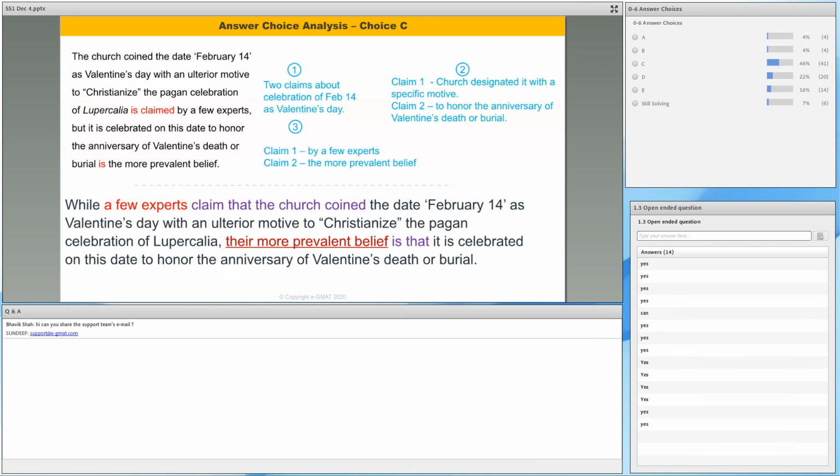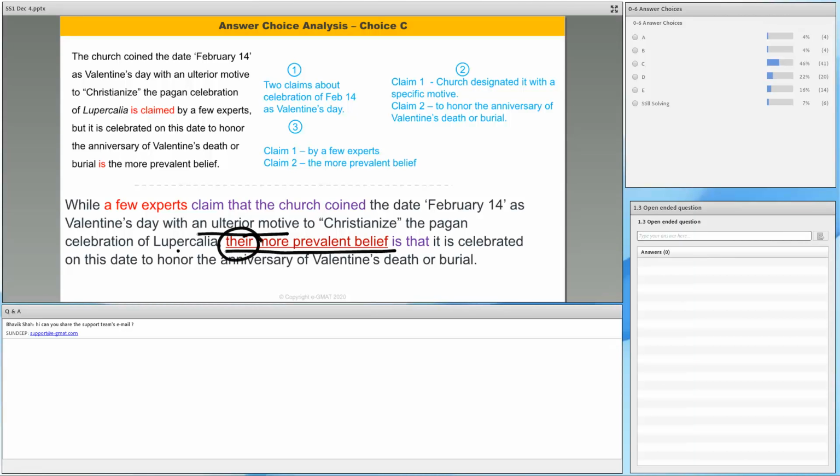Now let's get to choice C, the most popular choice, which is not the correct choice. While a few experts claim that the church coined the date February 14 as blah blah blah with an ulterior motive to Christianize the pagan celebration of Lupercalia, their more prevalent belief. Who does "their" correspond to over here? The same set of experts. Is that what we wanted to communicate in the original sentence? That's a massive change in meaning.